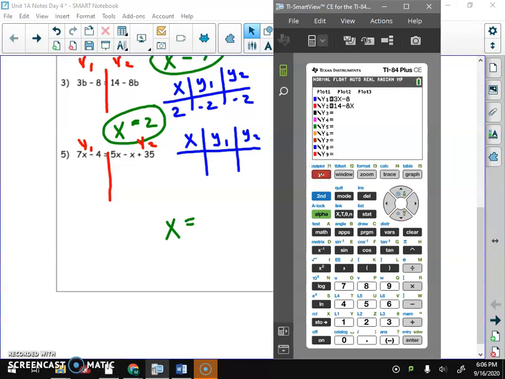y. Clear it out. Clear it out again. y1 was 7x minus 4. y2 is 5x minus x plus 35. Now, before I did this video, I was doing this and I forgot to hit second and I just did this. And what I found is 2 lines. And that's great. We're going to learn that later this year.